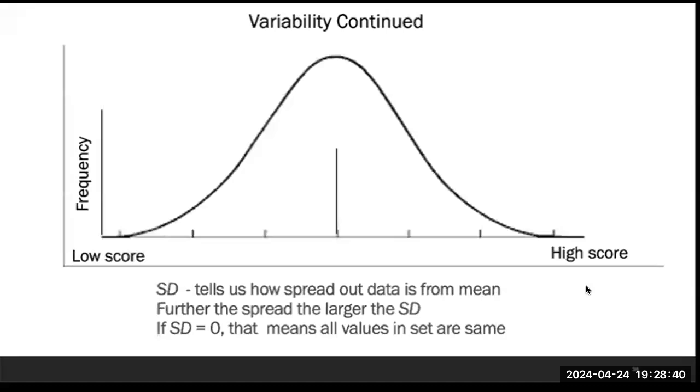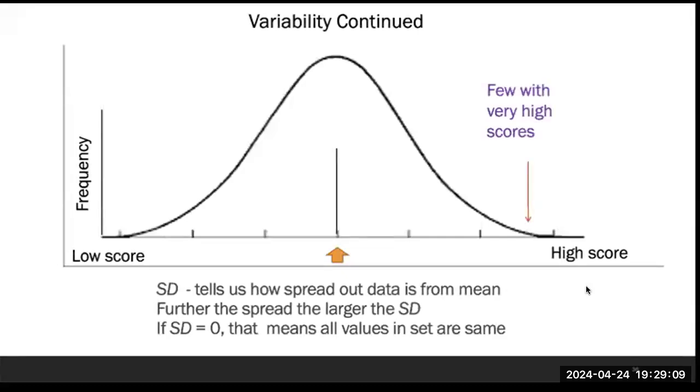This is an example of a normal distribution right here. The further the spread is, the larger the standard deviation. If you have a situation where your standard deviation is 0, that means there's no variation. It means all the values in the set are exactly the same. I can't think of really very many situations where you would get that, but that's what you should be aware of.